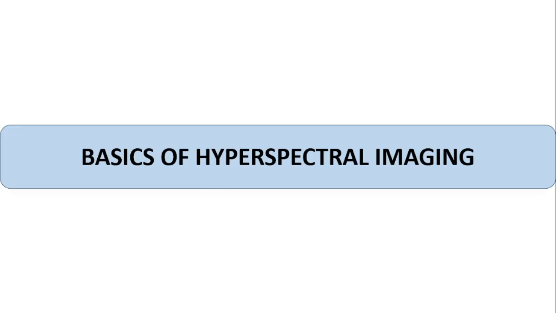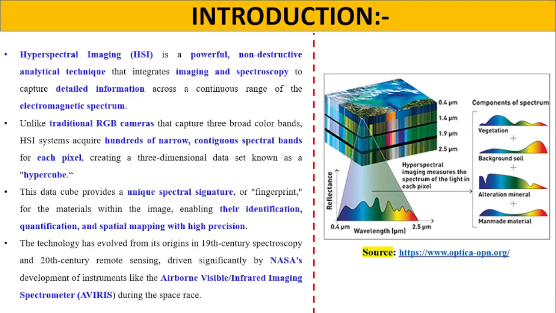So first we'll deal with the basic concepts of hyperspectral imaging. HSI, or hyperspectral imaging, is basically an extremely powerful and non-destructive technique. Now we know that non-destructive technique means the sample to be analyzed is not destroyed at all. The sample remains intact and we capture the visual information or the spectral information of the data.